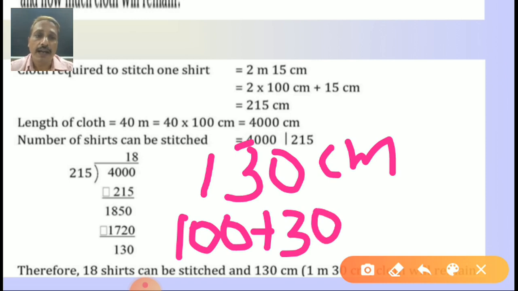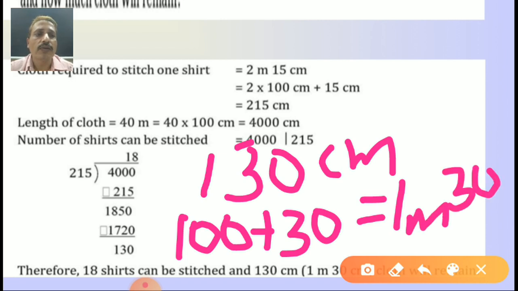Yes, I can write it, because 130 is 100 plus 30. That means 100 means 1 meter. So the answer 1 meter 30 centimeter is also correct. So don't worry. Sometimes you can find the answer in this way. Don't panic. Your answer is right. Both answers are right.